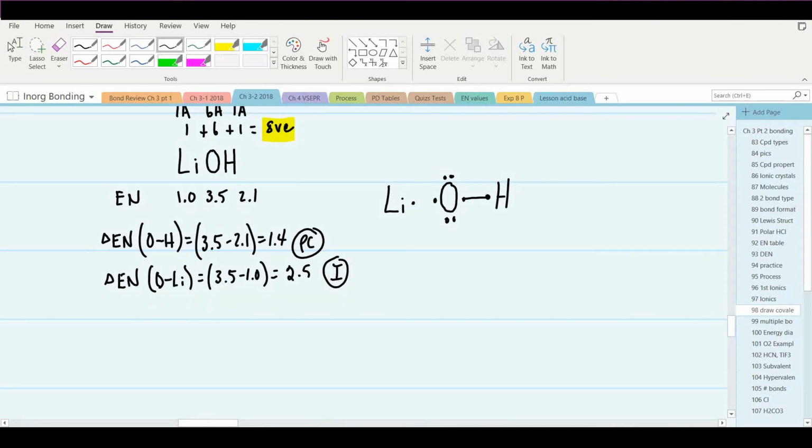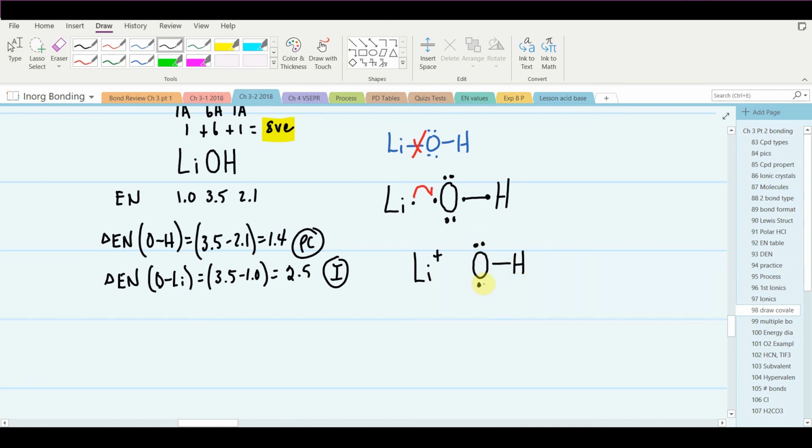Many times students draw these structures. I see it too often. They go like this, and I'm like, oh no, that's not true, is it? What's wrong with that? Well, that's not a covalent bond. It's an ionic bond. So that means ionic bonds say that the metal donates or transfers the electron to the non-metal. So the correct structure would be Li plus OH.